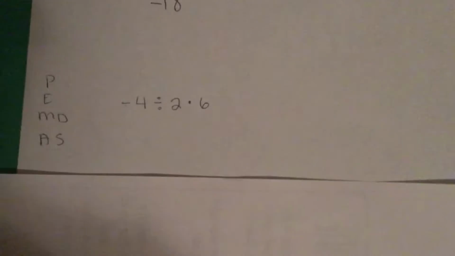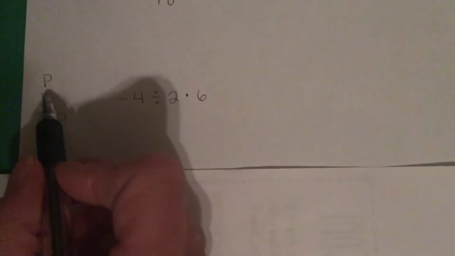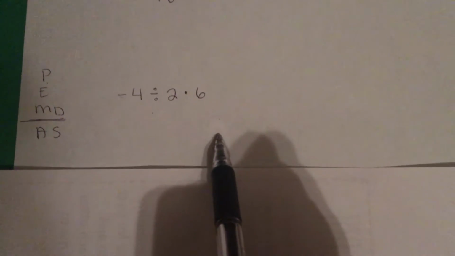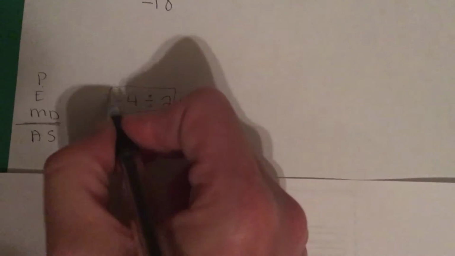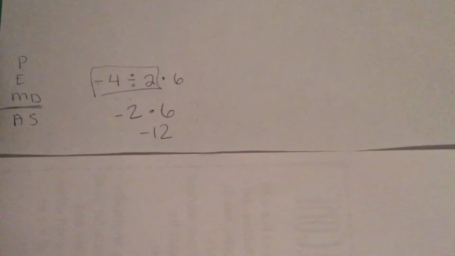Okay, now on this wonderful question, I have -4 divided by 2 times 6. There's no parentheses, there's no exponents. So now I'm on this multiplying and dividing line. These are those tricky types of questions where you have to realize that I'm going to do all the multiplication and division in order from left to right. So the first thing I'm going to do is -4 divided by 2, which is a -2. -2 times 6 is -12.